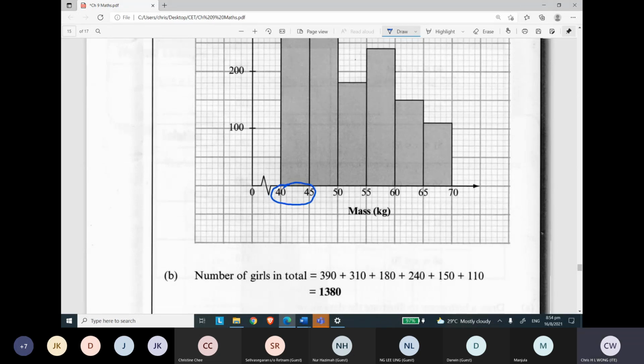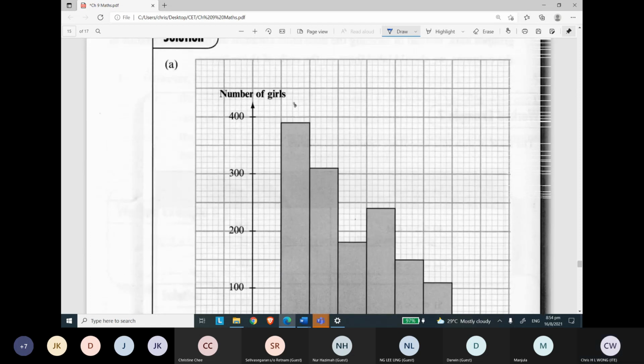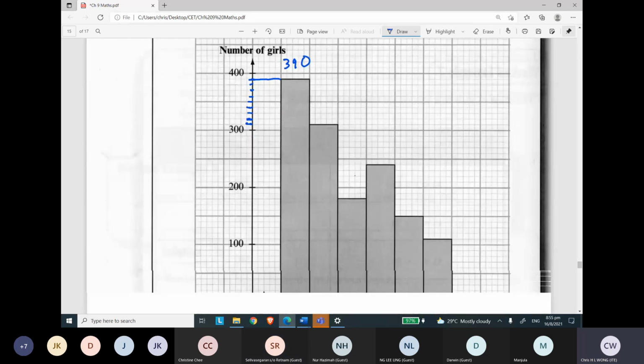Between 40 and 45, you have how many? Can somebody read to me now? 390. So if you measure, you must base on 300. This is 310, right? Because every 2 squares is 10. One square, 10, 20, 30, 40, 50, 60, 70, 80, 90, 390. Every small square is actually 10. So this one becomes a group.